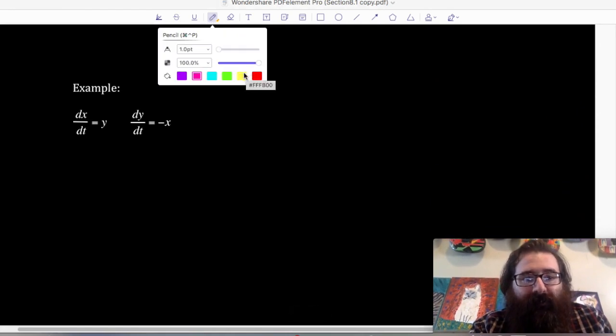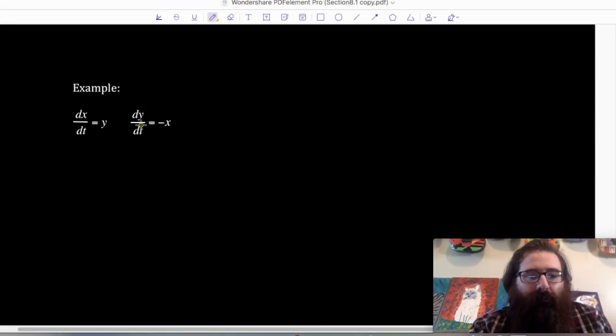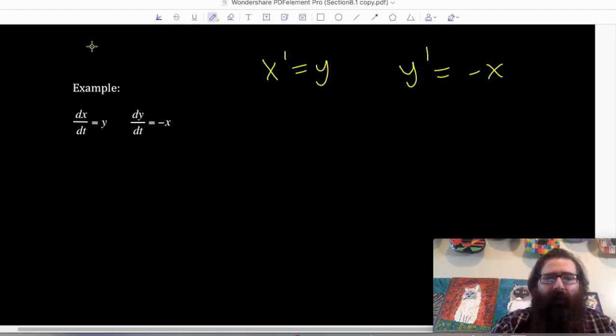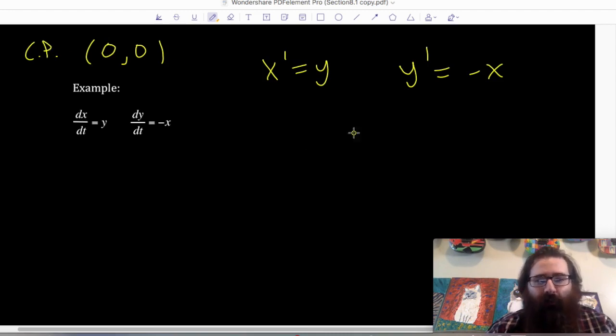Let's take a look at a next example. So now we have, if I want to rewrite it with that shorthand notation, x prime equals y, and y prime equals negative x. And still, if I were to set x prime equal to 0, that means y would have to be 0. If I were to set y prime equal to 0, well, 0 equals negative x means x would be 0. So the critical point is still 0, 0, just like we've been doing for all of these.